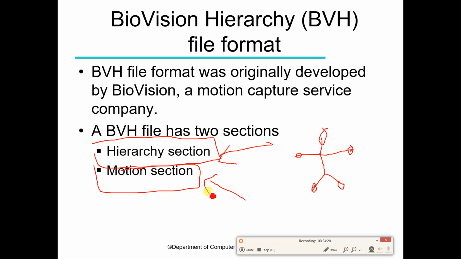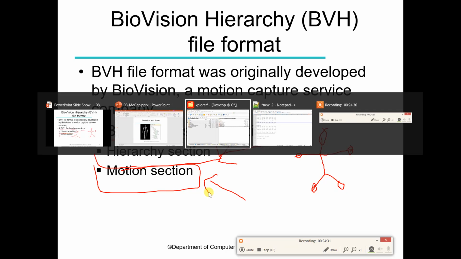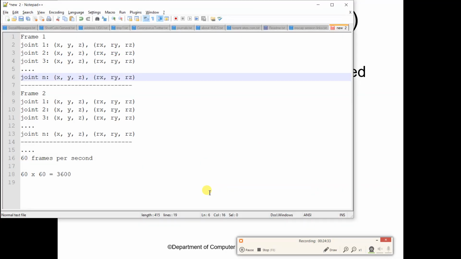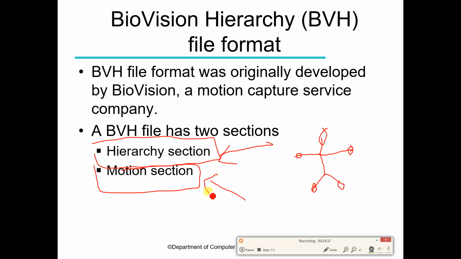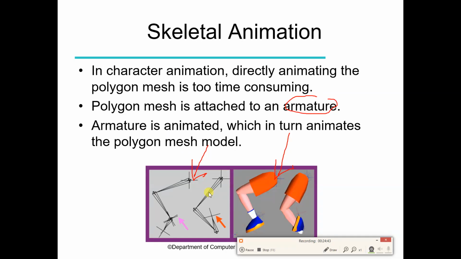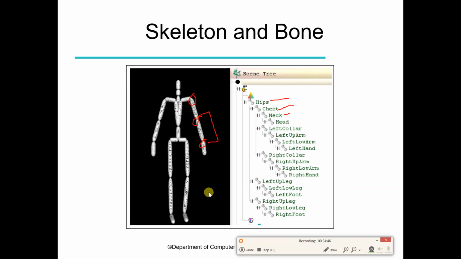So for all the joints we have the data for frame 1, then the data for frame 2 for all the joints, and then frame 3 and frame 4, as I tried to show you here. But in the BioVision file format, we are trying to save some space, so we will do something more in the BioVision file format. Let me try to explain again.